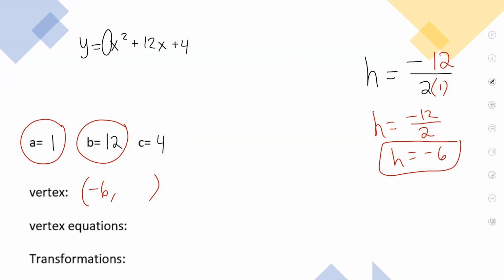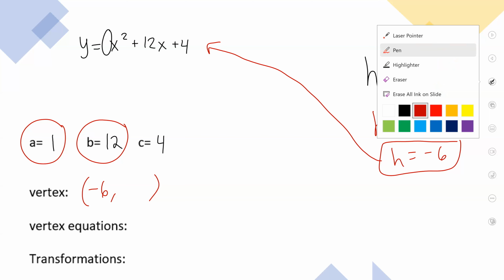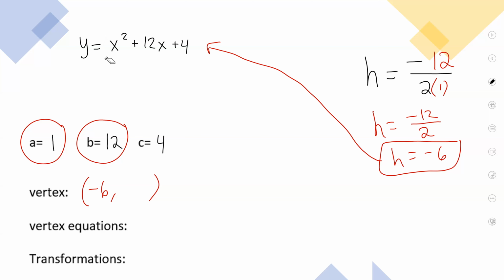All right. Now to find my K value, we're going to plug this into my original problem. So instead of x's, just put parentheses. Write the equation again, but instead of x's, you're going to put parentheses. There's no more x's. We're replacing it with a -6. You should not have x's on this step. We replaced it with -6.